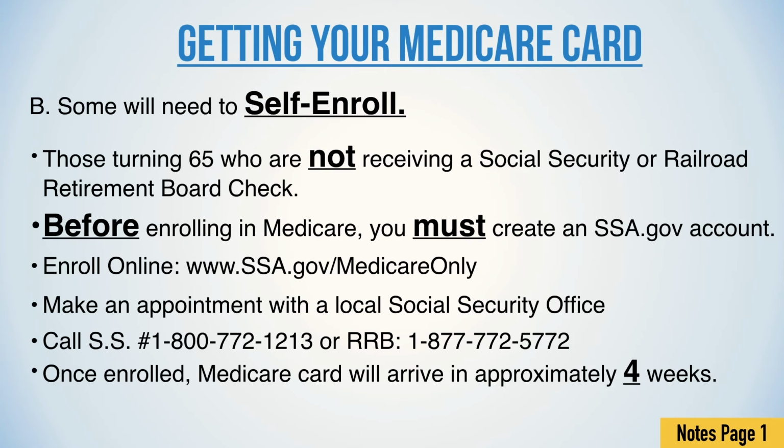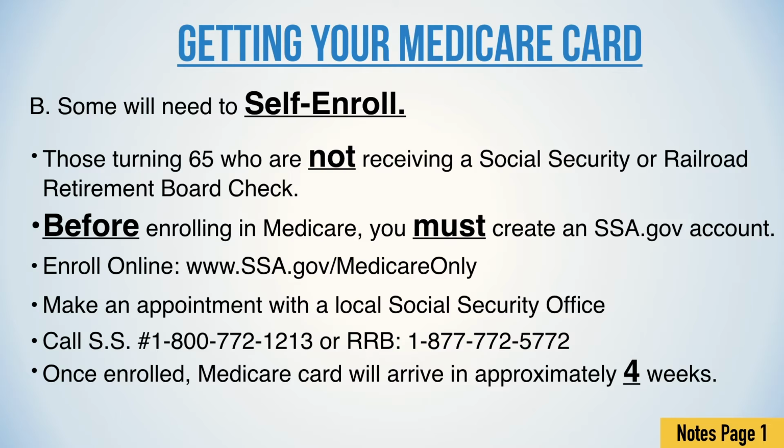But once you have hit your full retirement age, the earnings test goes away, totally eliminated. You can make as much money as you want in wages, and it has no bearing at all on your Social Security income, all right? So those are the things that we consider as we look at the decision to take Social Security. Once enrolled, your Medicare card is going to show up in about 4 weeks.